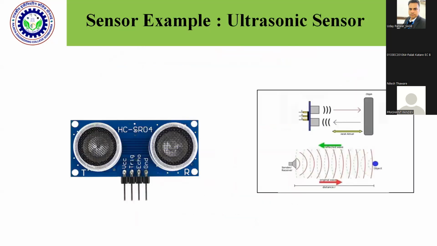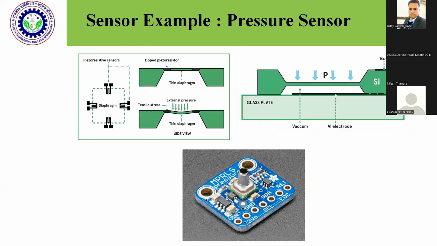Next, the ultrasonic sensor is used for distance measurement. Ultrasonic waves are transmitted, and then after reflection they are received, and based upon the time lapsed, we can sense the distance. These are MEMS kind of sensors, which means a kind of pressure sensor.